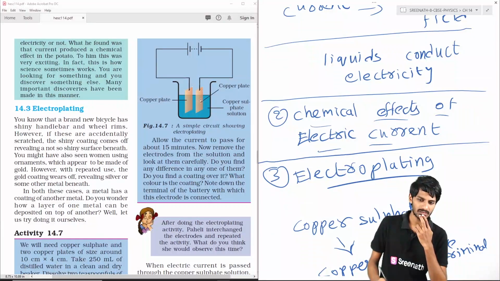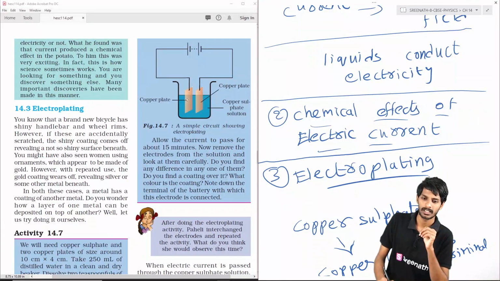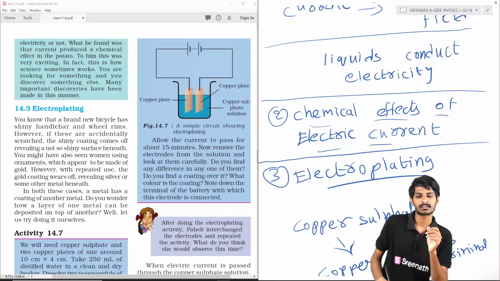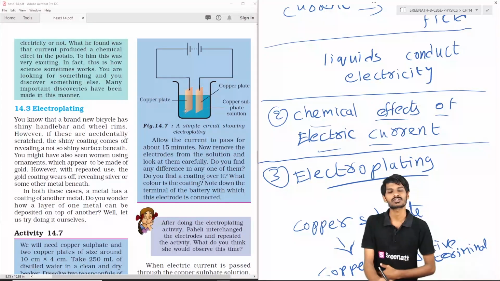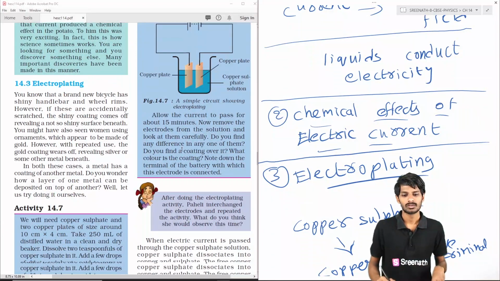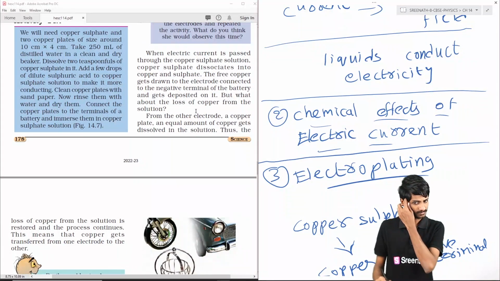So if the copper comes onto this, what happens, students? Basically in the liquid there is copper sulfate solution. If copper is missing from the copper sulfate, how is the solution balanced? The copper which is on the other copper plate comes and dissolves in the solution, so that the solution remains the same, students. Thus the copper from that plate comes and rests on this plate. So this plate gets more and more copper. In this way, this is called electroplating, students. Okay, that is the case.